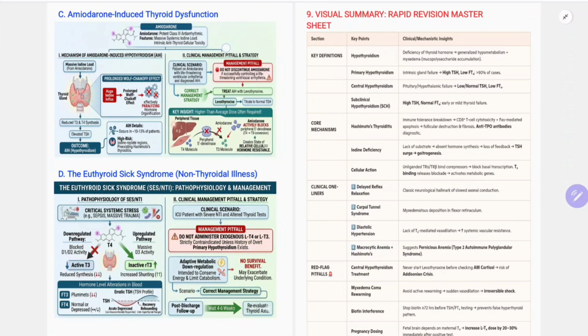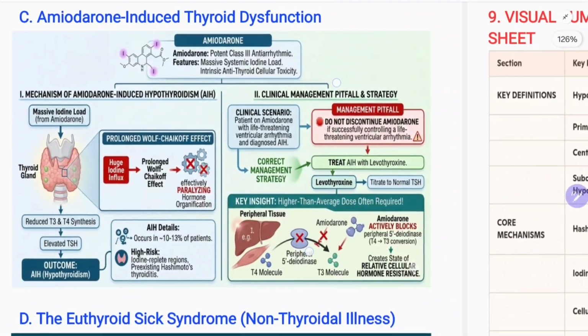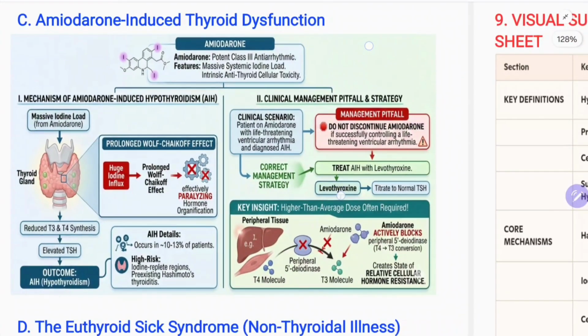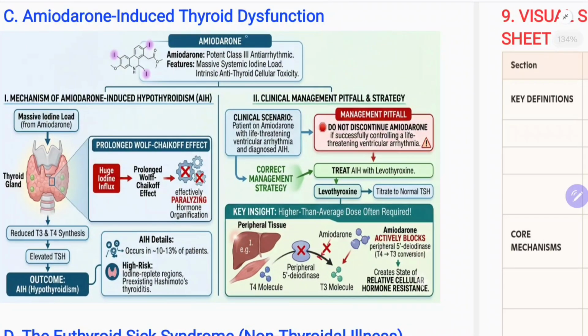Now, there is one thing called amiodarone-induced thyroid dysfunction. Okay, let us see that. Amiodarone is a potent class 3 antiarrhythmic. As we have learned, 40% of its mass is iodine actually, so it is a kind of iodine load. It features massive systemic iodine load and intrinsic anti-thyroid cellular toxicity.